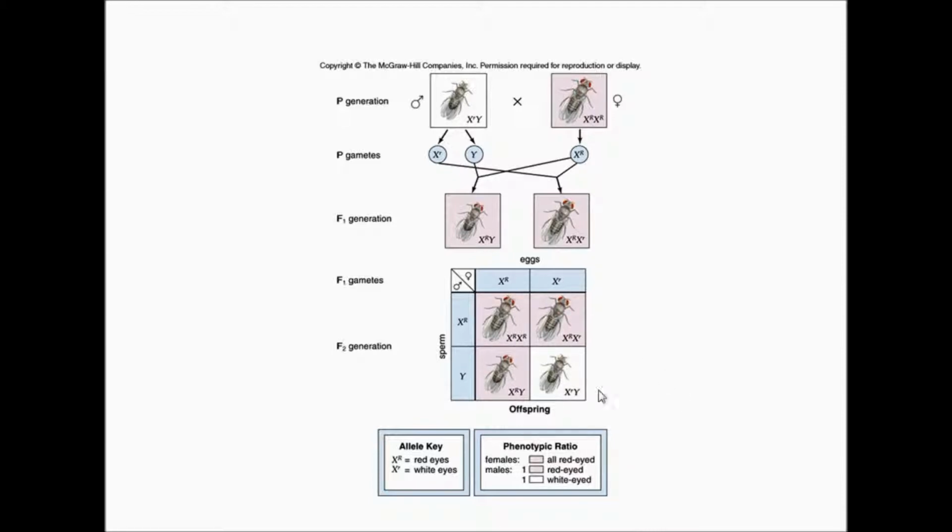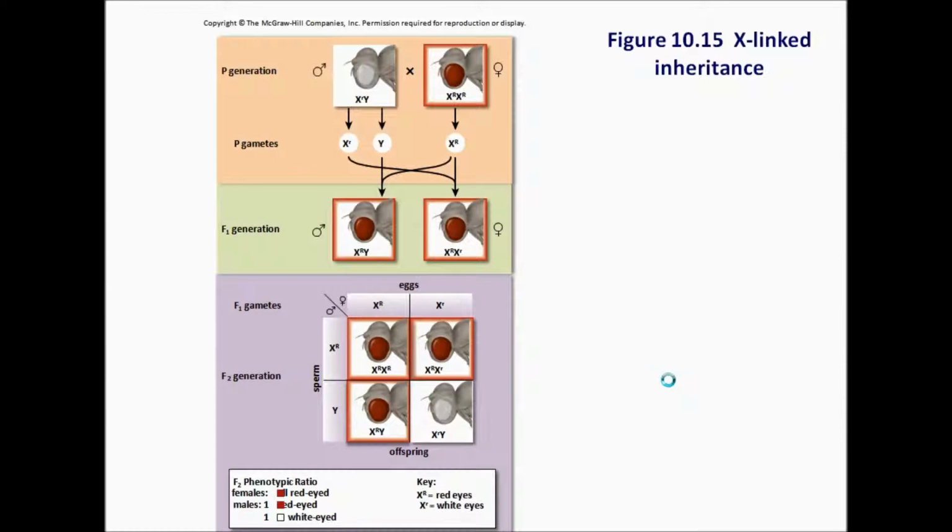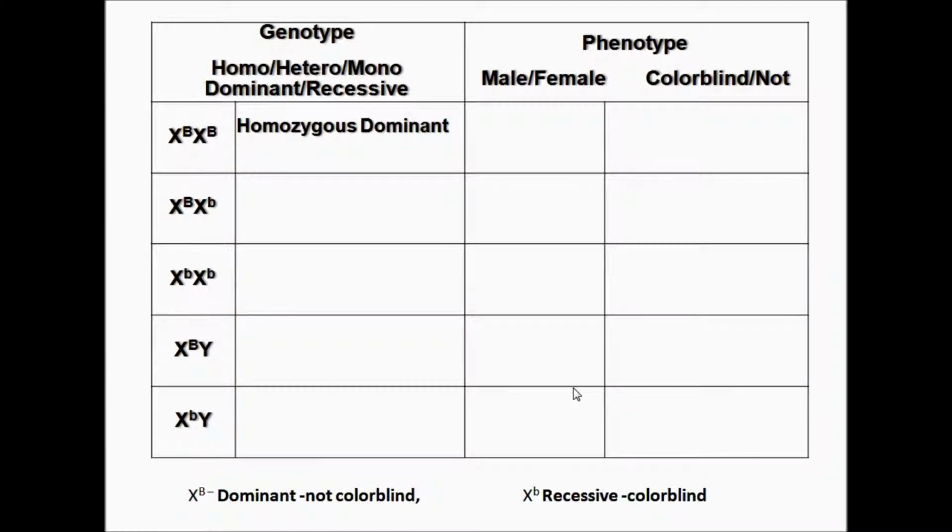And now, we're just going to read it the same way, except for their superscripts. Same thing here. There's superscripts. And so we have a red-eyed female, but you see she's heterozygous. Red-eyed male, white-eyed male. Making sense?